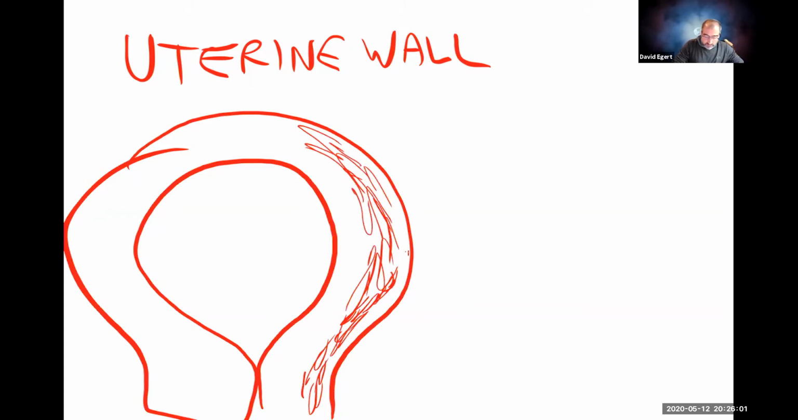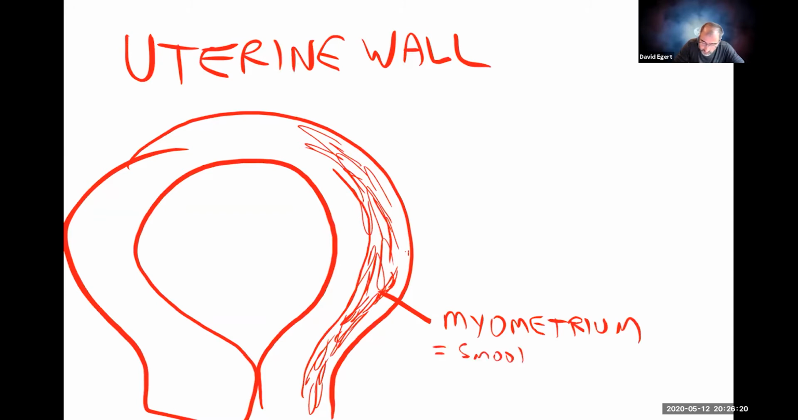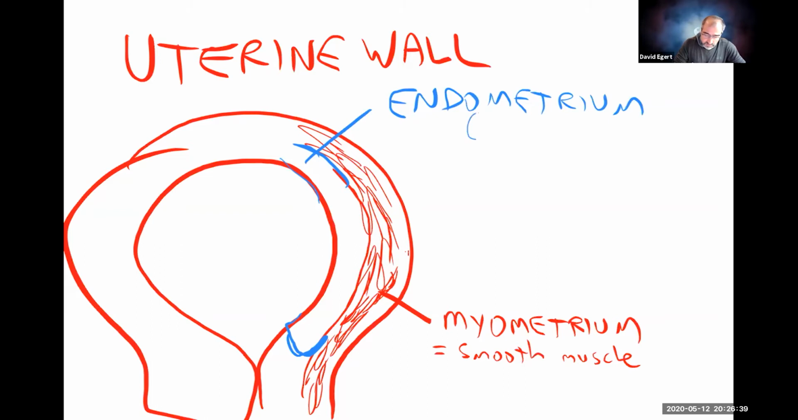So a big part of it is just smooth muscle, which is called the myometrium. Things that have to do with the uterus are metrium. So myometrium is just the smooth muscle. And then the inner wall is going to be called the endometrium. This is going to be the lining.